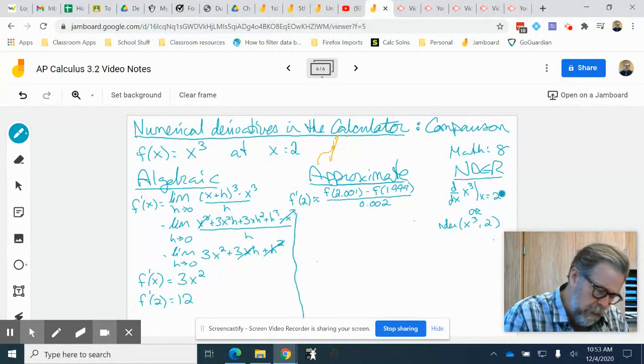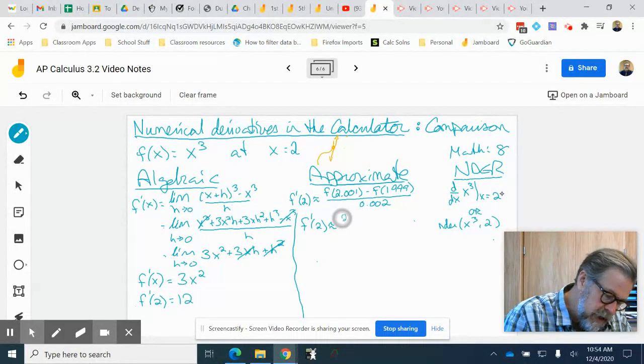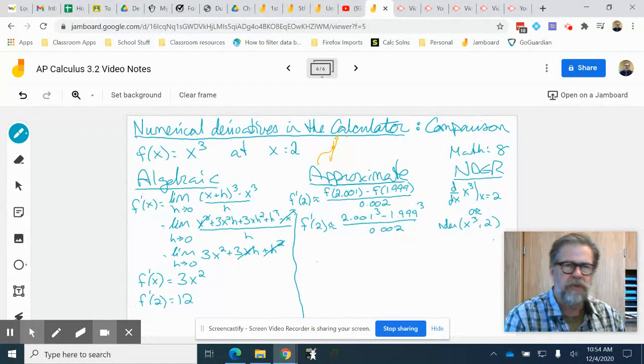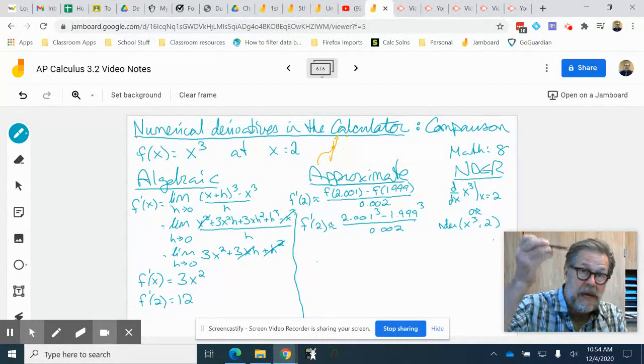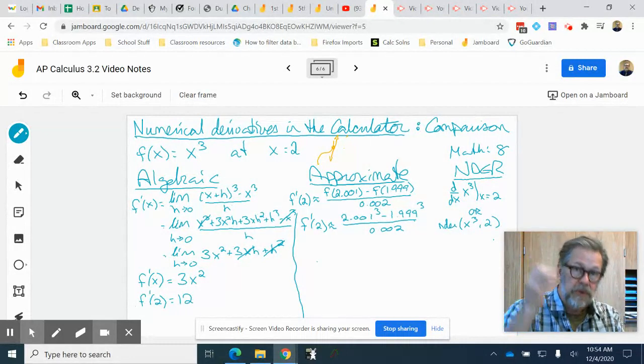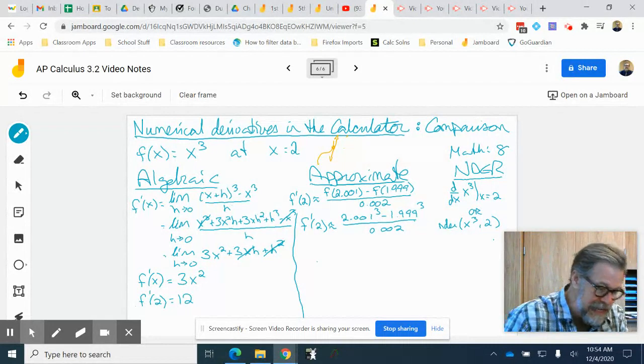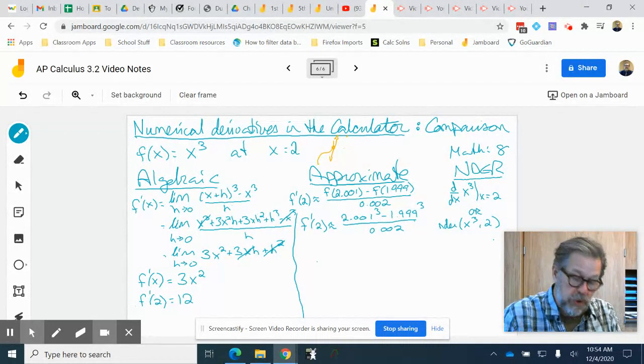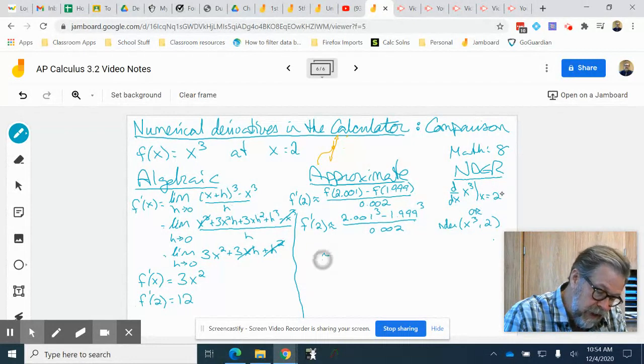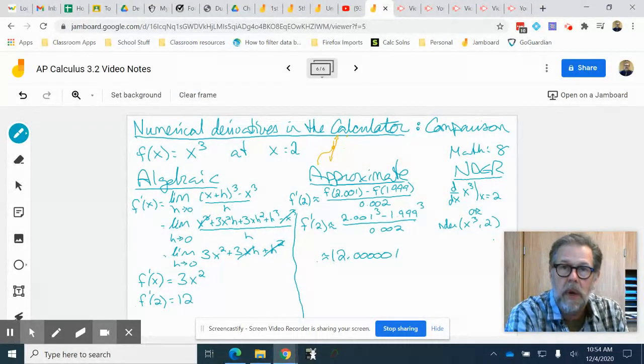All right, let's look at the approximation. Well, the approximation is 2.001 cubed minus 1.999 cubed divided by 0.002. And of course, where did those come from? 0.001 above the point I'm interested in, 0.001 below the point I'm interested in, and I'm doing the difference quotient on that. And when I type that into my calculator, I get 12.12345 zeros and a 1. Pretty darn close to 12.